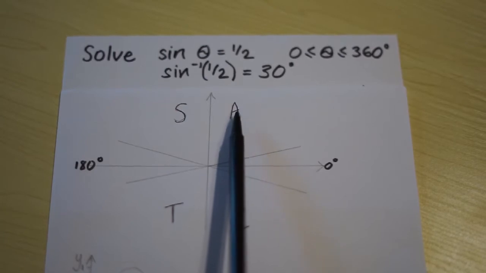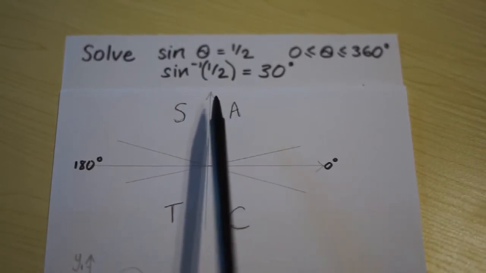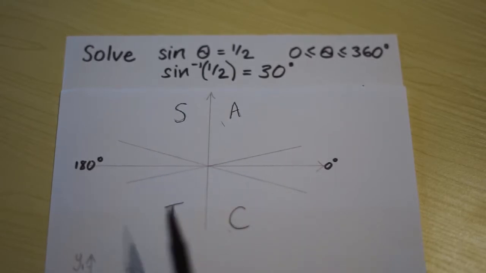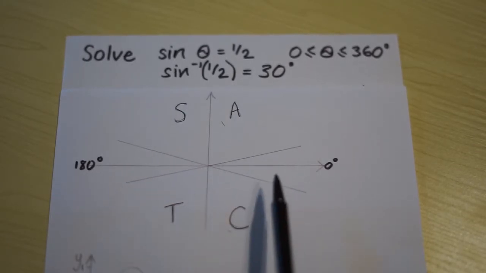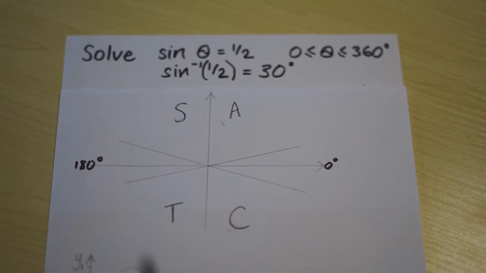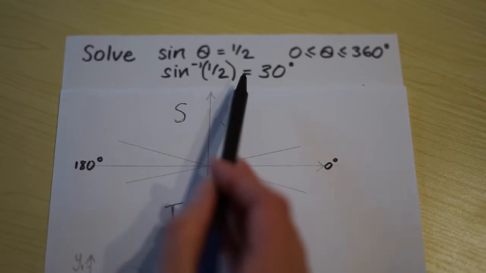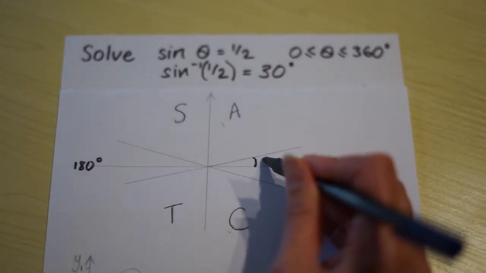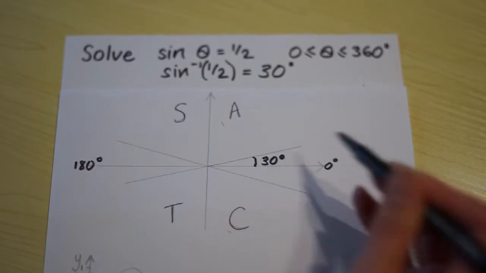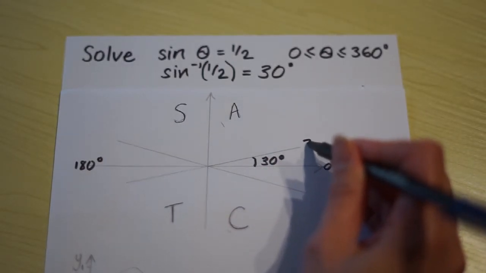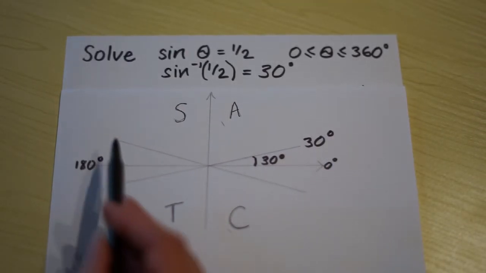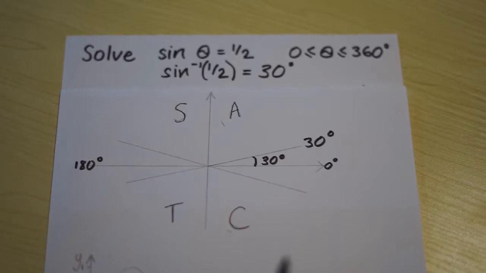So in this quadrant, sine, cos and tan are all positive. In this one, sine is positive. In this one, tan is positive. In this one, cos is positive. Okay, so let's see how we can use this to help us today. We found out that one of our answers is 30 degrees, so that's 30 up from 0. That's one of our answers. So we can therefore label on other possible answers.